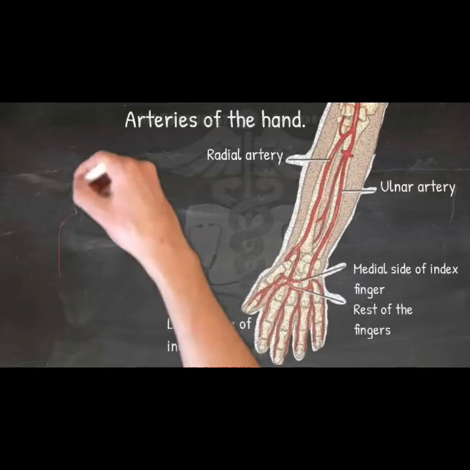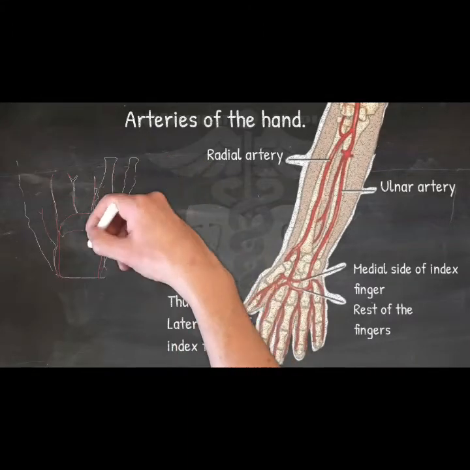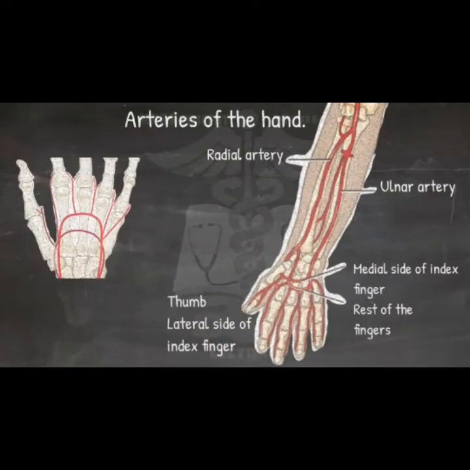These 2 arteries form 2 anastomotic arches in the palm, called the superficial palmar arch and deep palmar arch, from which minor arteries to the muscles, digits and joints of the hand originate.